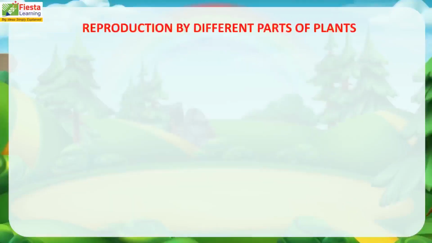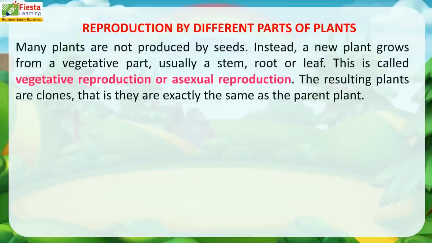Reproduction by different parts of plants. Many plants are not produced by seeds. Instead, a new plant grows from a vegetative part, usually a stem, root, or leaf. This is called vegetative reproduction or asexual reproduction. The resulting plants are clones, that is, they are exactly the same as the parent plant.